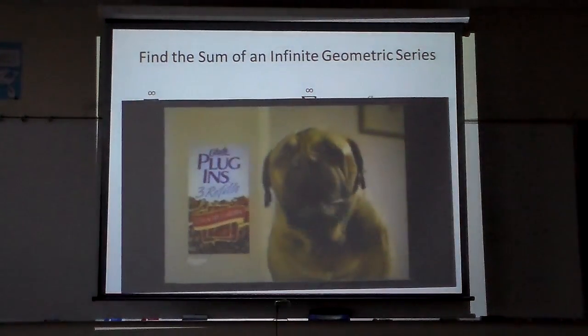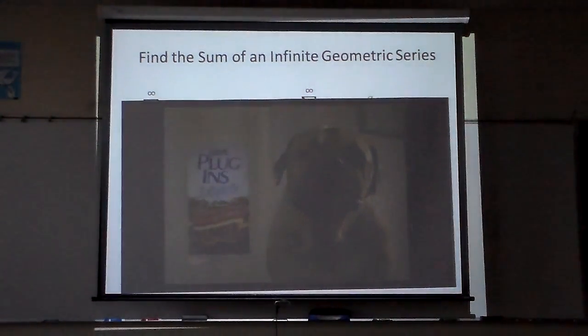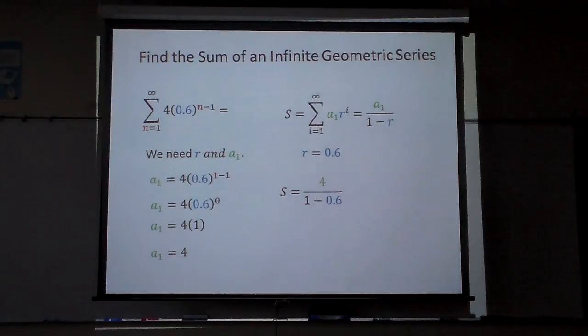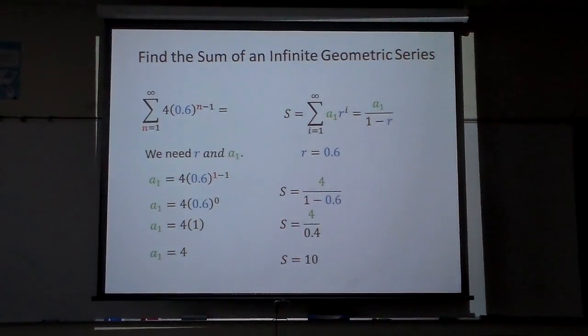So I'm going to put a 4 in there, up here, over 1 minus 0.6, which is the same as 0.4. 4 divided by 0.4 is 10. So this would actually sum to 10. All right? So that's how you can sum an infinite series, provided it makes a fraction.